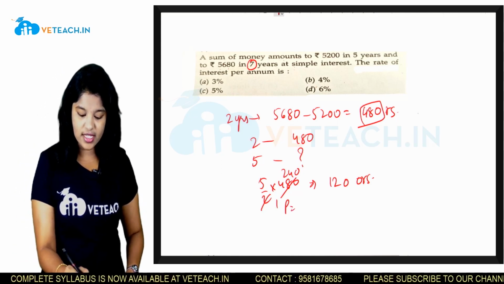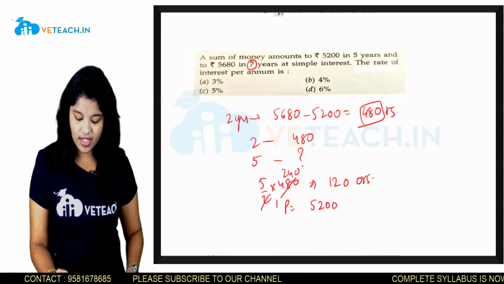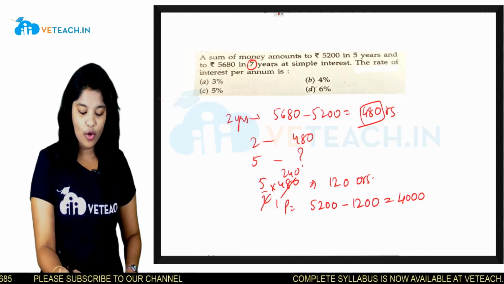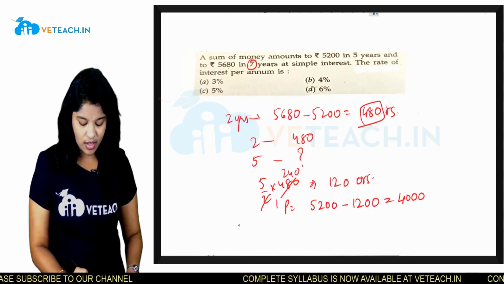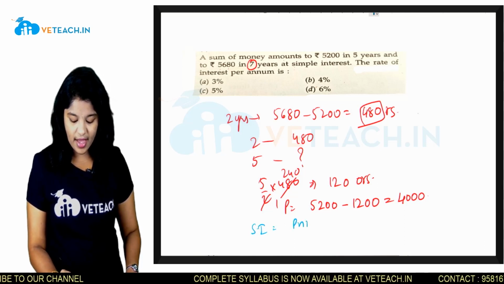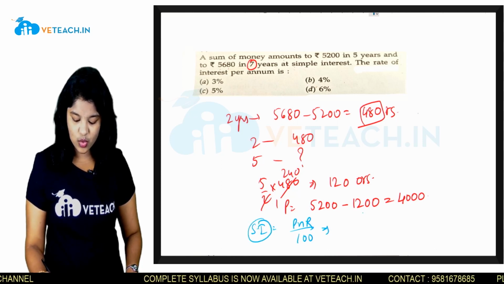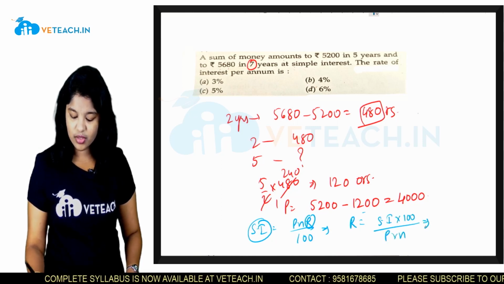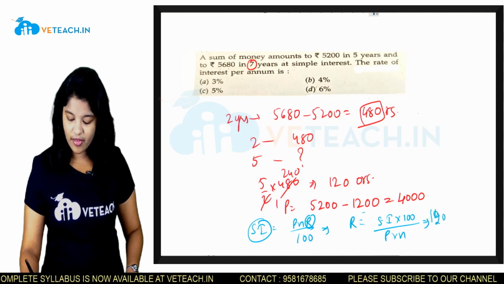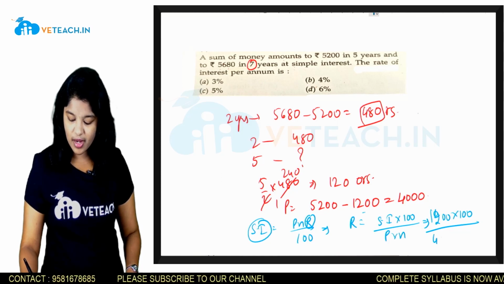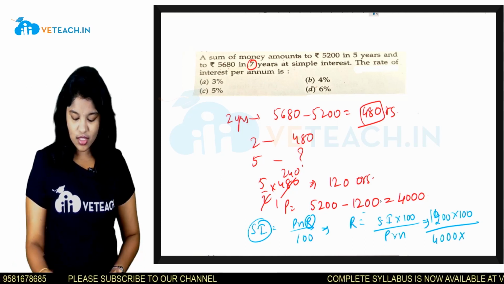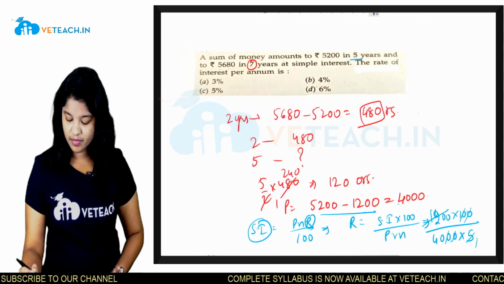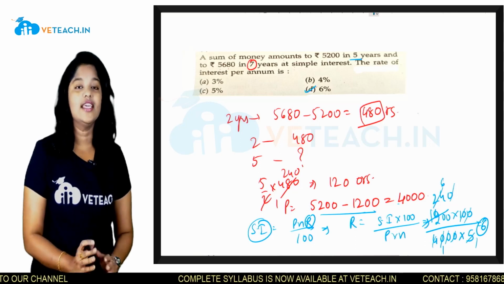Now, the principal amount is equal to the total sum at the end of 5 years, that is 5200, minus the interest for 5 years, 1200. So it is 4000 rupees. Now we have to find the rate of interest per annum. The formula is simple interest is equal to P N R by 100. We know the simple interest is 1200. We have to find R. R is equal to SI into 100 by P into N. So SI is 1200 into 100 divided by principal amount 4000 into number of years, which is 5. Cancel the terms, so R is equal to 6.